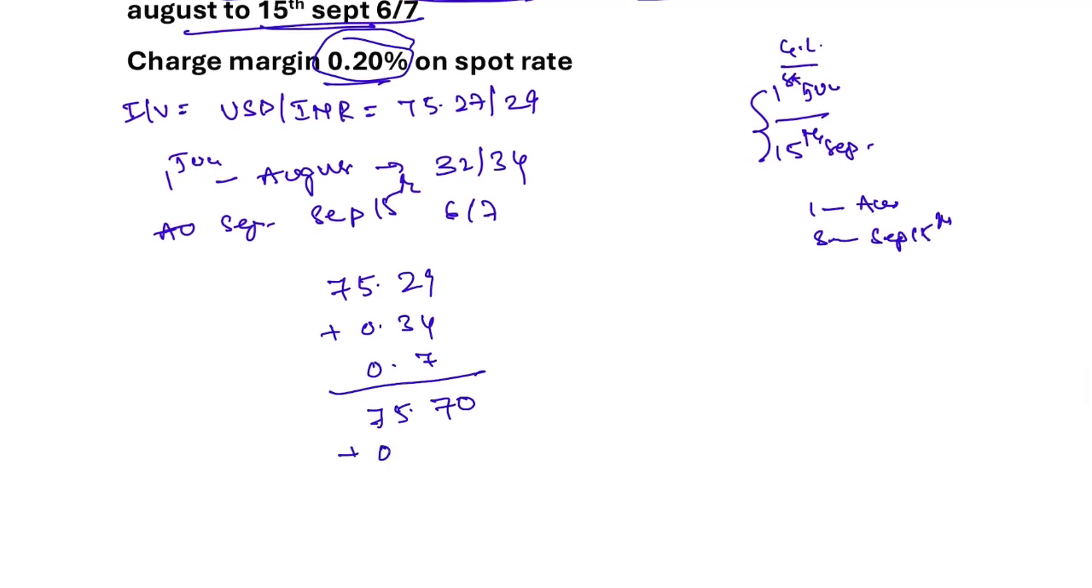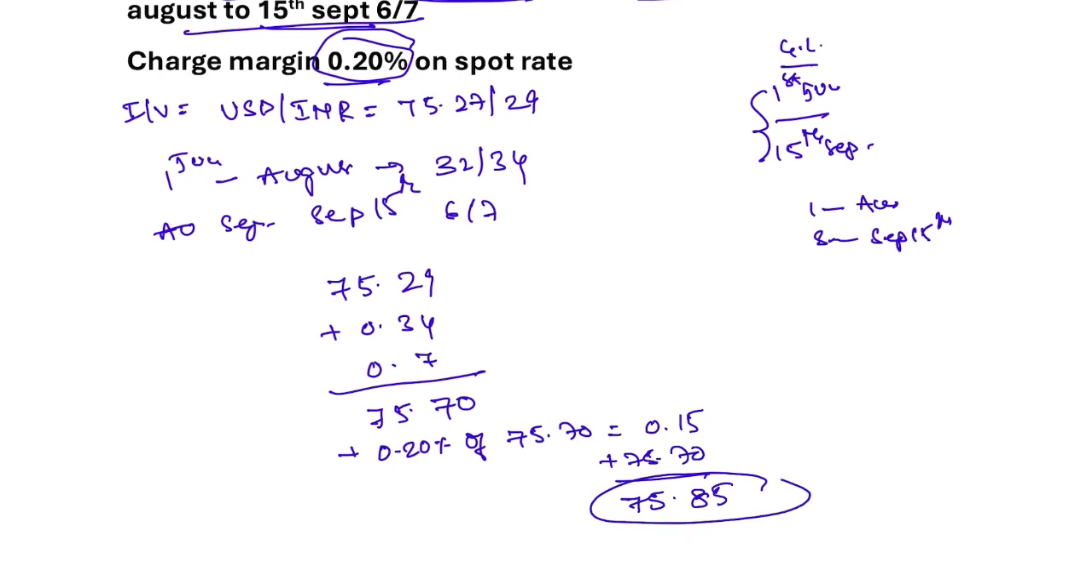0.20 percentage of 75.20. This is the value of what? This is around 0.15. So 0.15 plus 75.70. The final figure is 75.85, right? 75.85. This is our final answer. This is the rate the bank is going to quote to the customer, 75.85.